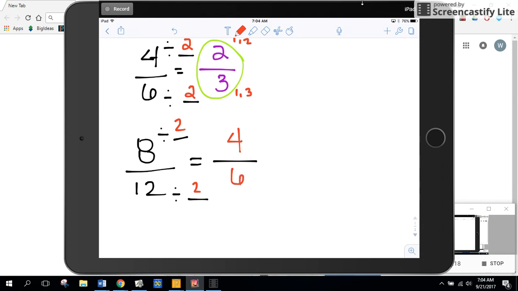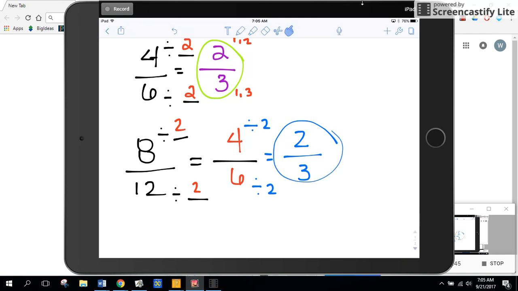Now, a lot of you are going to stop here because you divided by a common factor. But do you notice that 4 and 6 also have a common factor? Because again, they are both even. So I can divide by 2 again. 4 divided by 2 is 2, and 6 divided by 2 is 3. Wow, I didn't do that on purpose. Both my answers came out the same.